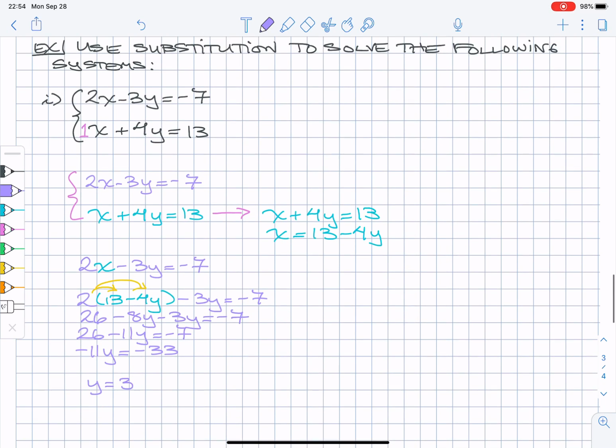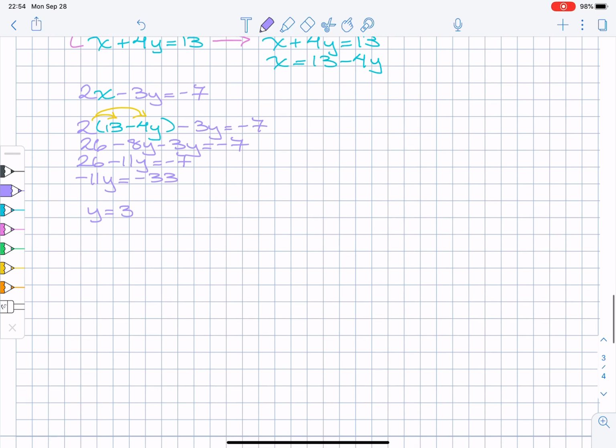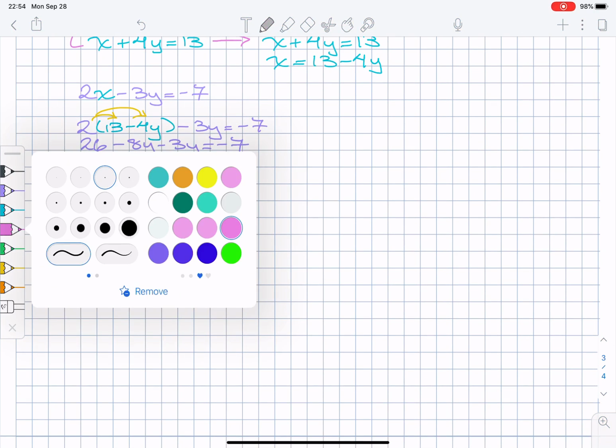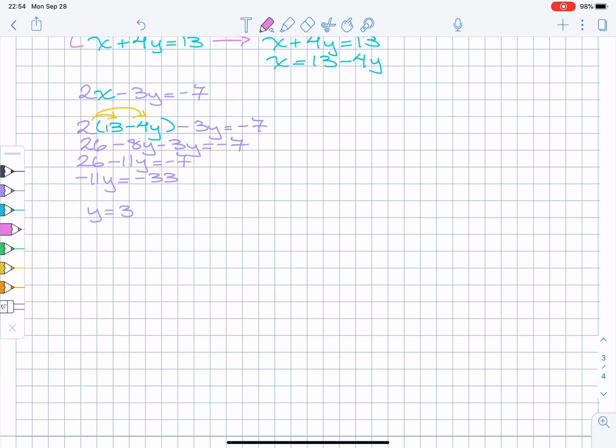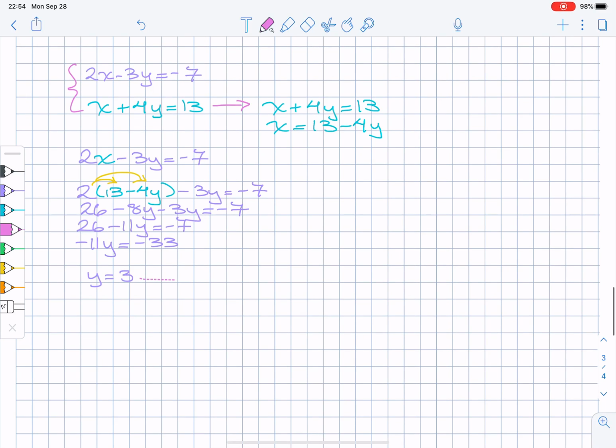Okay, so what we do now is we back substitute. So I'm going to take this, and I'm going to plug this y right into here to find x. So I claim that x is going to be 13 minus 4 times y, which is 3. So x is going to be 13 minus 12, so x is going to be 1.